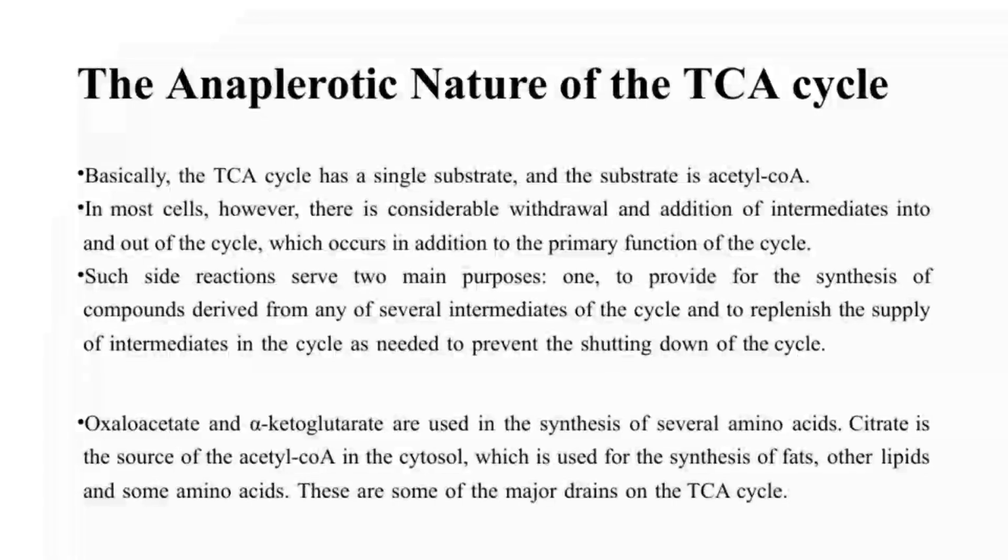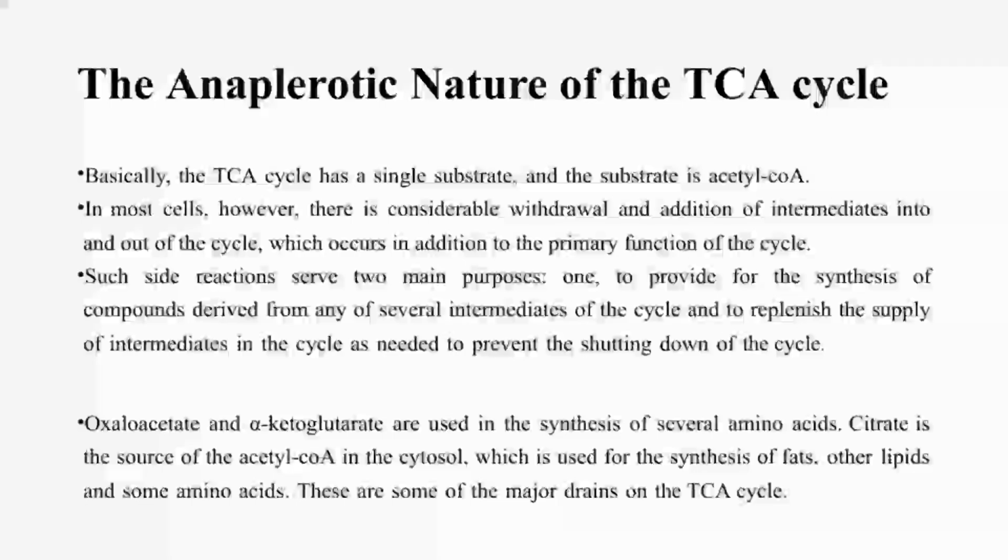For example, oxaloacetate and alpha-ketoglutarate are used in the synthesis of several amino acids. Citrate, on the other hand, is a key source of acetyl-CoA in the cytosol, which is then used for making fats, other lipids, and some amino acids. These processes represent some of the major ways the TCA cycle is drained for biosynthesis. This concept of adding back intermediates to keep the cycle running is what we call the anaplerotic nature of the TCA cycle. It highlights how interconnected and flexible this cycle is, not just for energy production, but also for biosynthesis and maintaining metabolic balance.